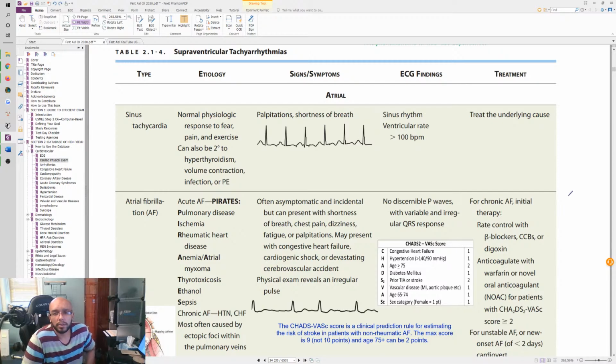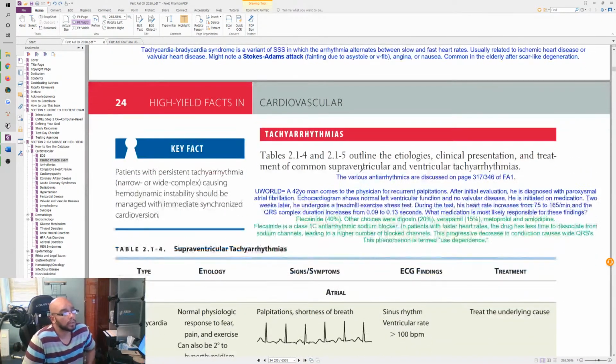Which is the rapid early depolarization phase? Which question are you in this question? I didn't write anything about rapid early depolarization.